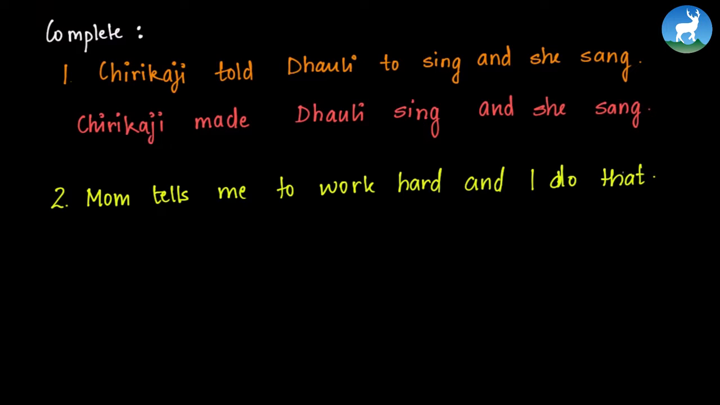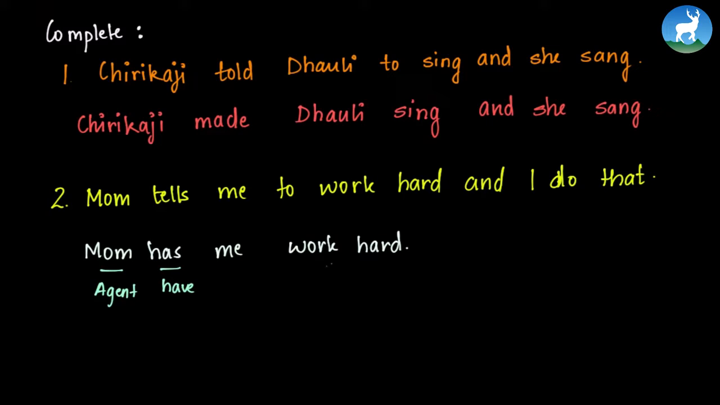Mom tells me to work hard and I do that. Mom has me work hard. So in the second sentence, because we are using the causative verb in the form have, we are writing Mom has me work hard. It's work because we are using the form of have, and the agent is defined. That's the mom. So the agent is defined and we are using the causative verb of form have, which makes our base verb work, and the to is removed from the sentence. So Mom has me work hard.